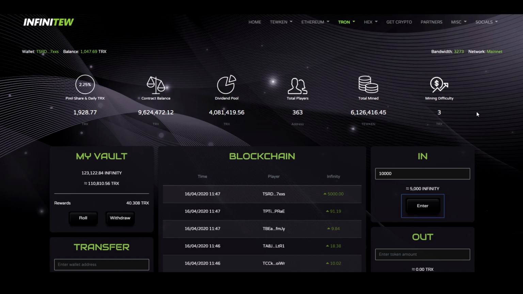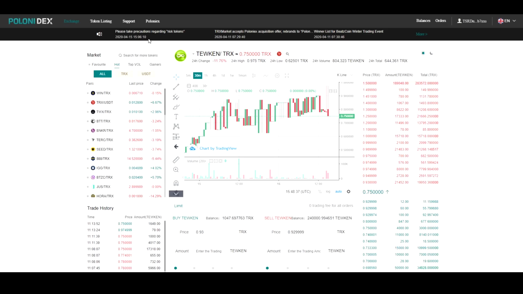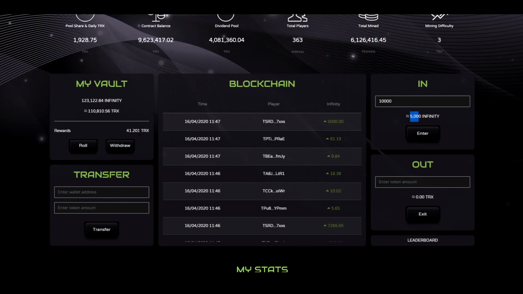Now, how do you win? Infinity is an endurance game where the people who do the most rolling and the least withdrawing capture the most of the dividend pool over time. One thing a lot of people are doing is they're taking the Tewken that they mined and selling them to make up for the 50% fee and then using their rewards to buy back the Tewken.